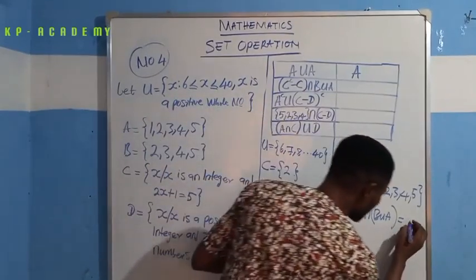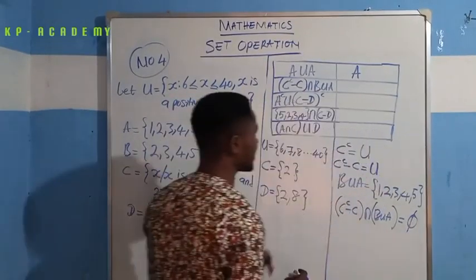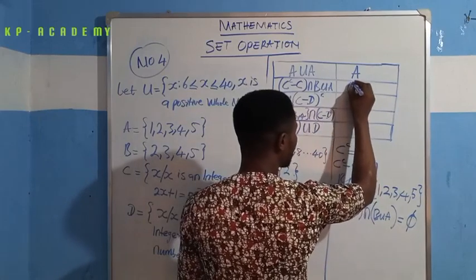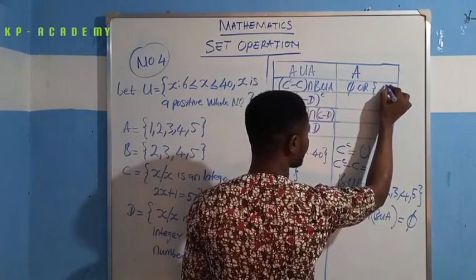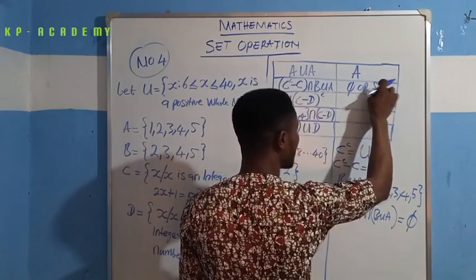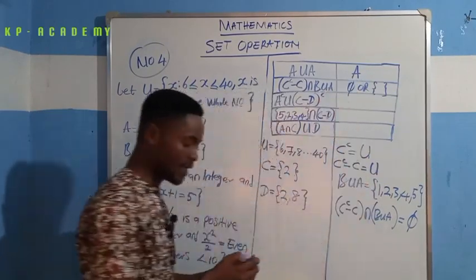So the answer to this is nothing but empty set or no set. So you're going to have empty set here, or you can represent it this way, no set. So this means empty set, this one means no set. Either empty set or no set is the same thing.